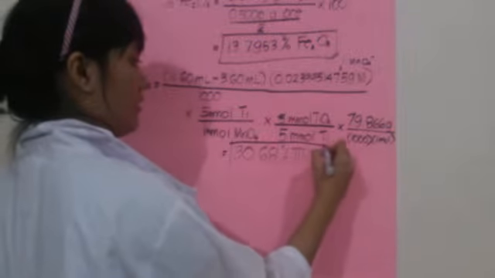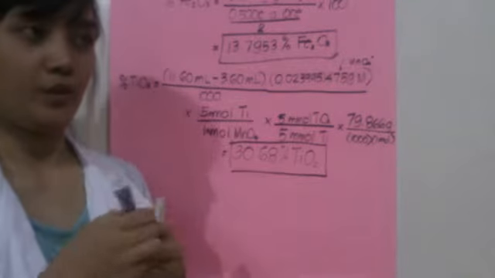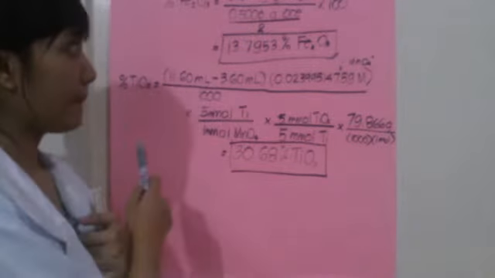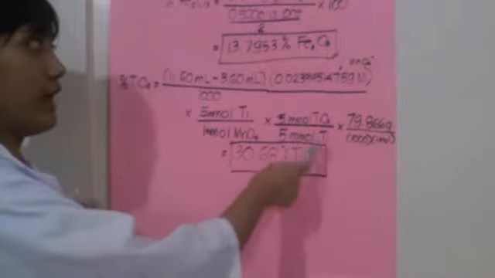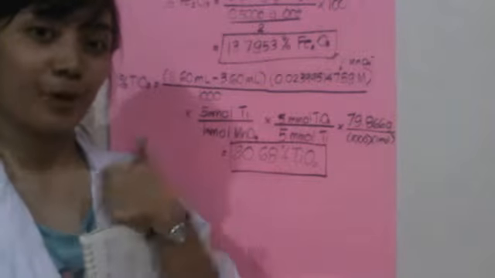And there. We now get the percentage of TiO2 and the percentage of Fe2O3. Hope you understood it.